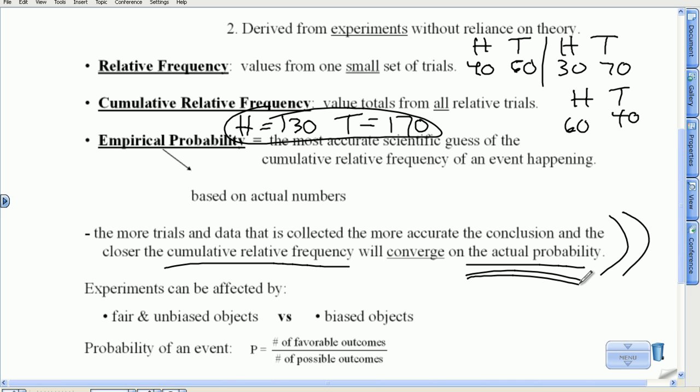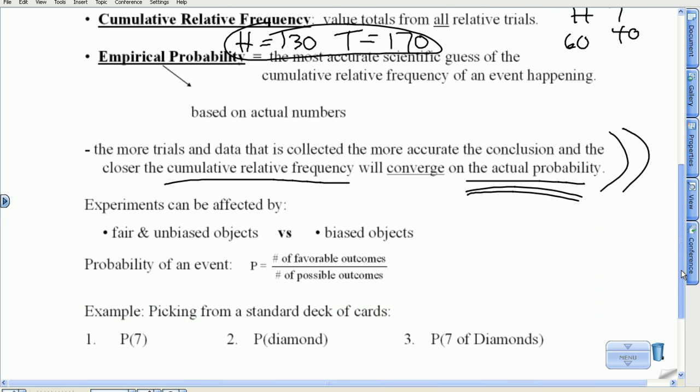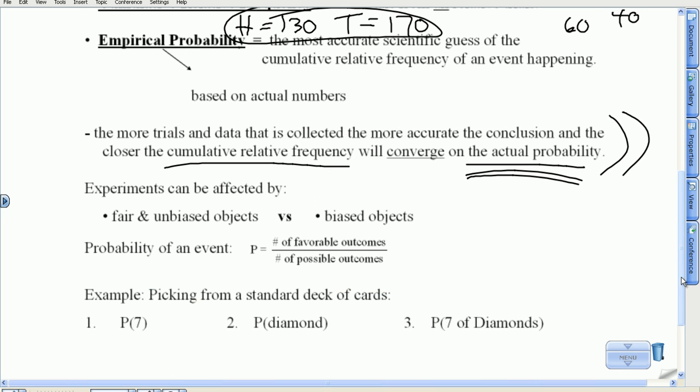It is not the theoretical actual probability, and we'll talk about how to figure that out. It's not hard. The actual probability isn't hard. And actually the hassle of going out and doing trials is more challenging than just figuring out the theoretical probabilities. Experiments can be affected by fair and unbiased objects versus biased objects.